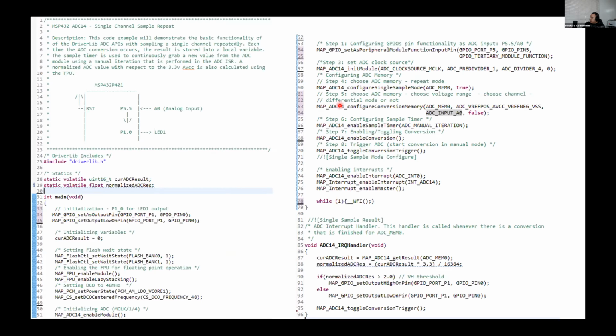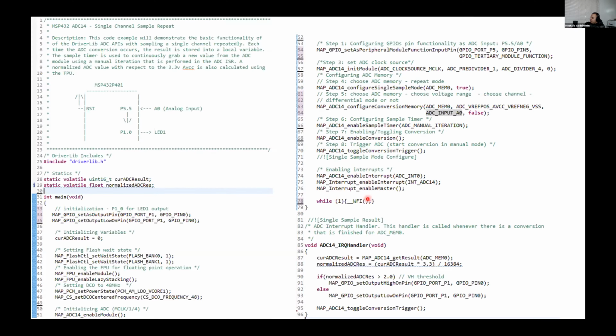Enabling the module, step one. We choose a tertiary function to pin 5.5, the clock source, choosing the memory and the repeat mode and the conversion memory and the voltage reference and the channel, and differential mode is false. Here is if it's manual or automatic. I make it manual here, but in our coding, we'll make it manual once and then make it automatic. Then enable the module and trigger the conversion, okay?